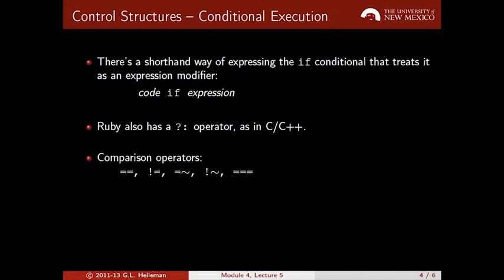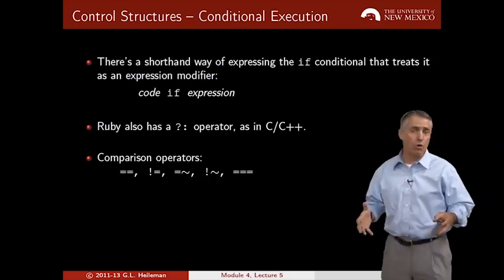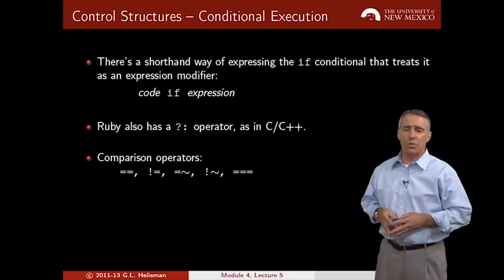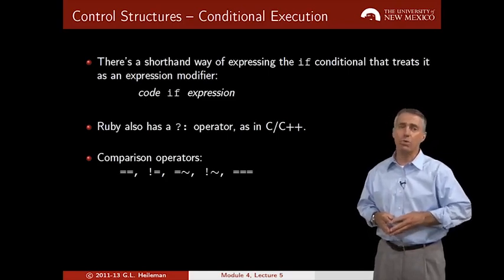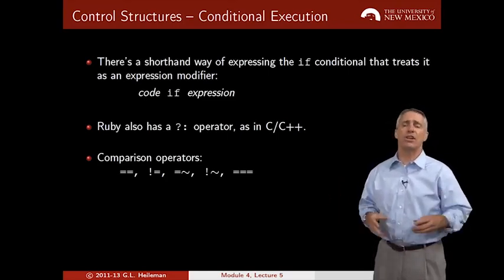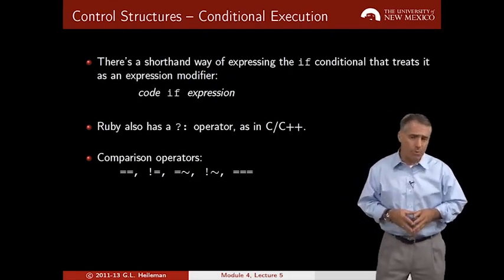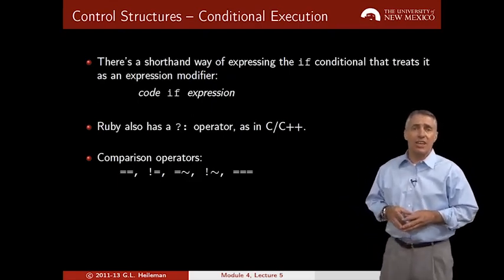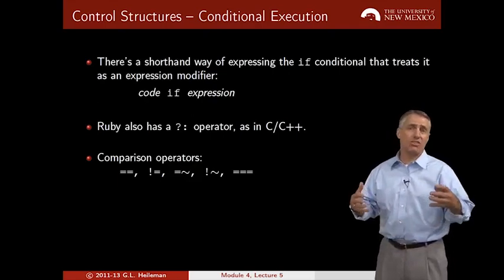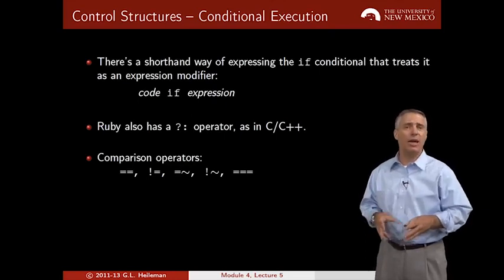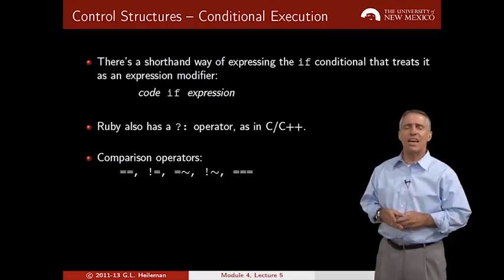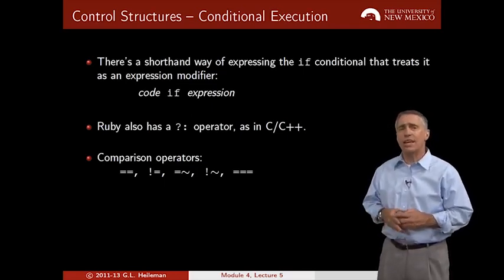Now, there are a number of comparison operators that are typically used with either conditionals or looping structures. The first one I show here, the two equal signs, is used for testing for equality. The bang equal is used to test if the left and right hand operands are not equal. We've seen this next operator, equal tilde, which is used to test if a string matches a particular regular expression. The bang tilde tests if a string does not match a particular regular expression. And this last one, three equal signs, is used with case statements in Ruby.